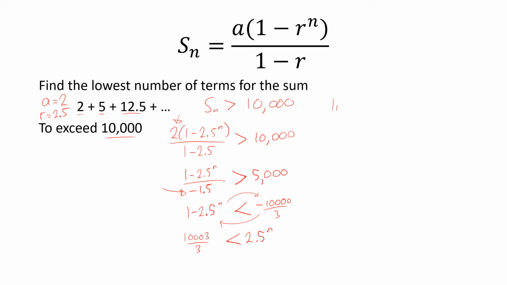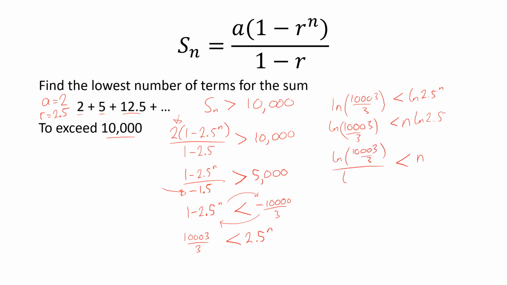So I'm going to say that ln of 10,003 over 3 is less than ln of 2.5 to the n. Take the n down and then divide across by it. So I'll eventually end up with n has to be greater than ln of 10,003 over 3, all divided by ln of 2.5, which gives us that n has to be greater than 8.85 or thereabouts, so n must equal 9. Happens pretty quickly actually, doesn't it?